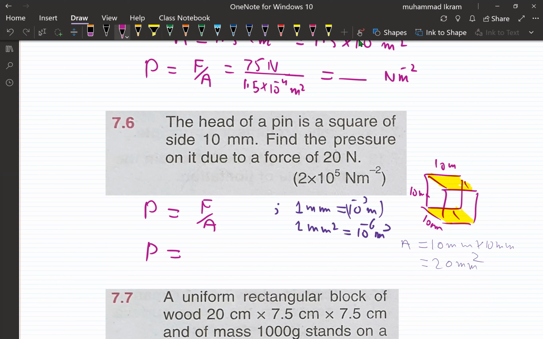So you have the force 20 Newton, and the area is 10 raised to the power minus 4 meters square. Right? So the answer will be, if you just see, 2 into 10 to the power 1, and this is 10 to the power minus 6. So 2 into 10 to the power 5 Newton per meter square.